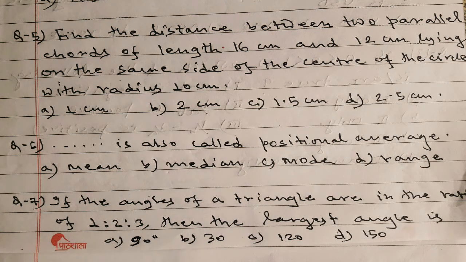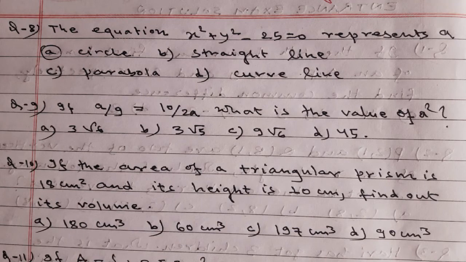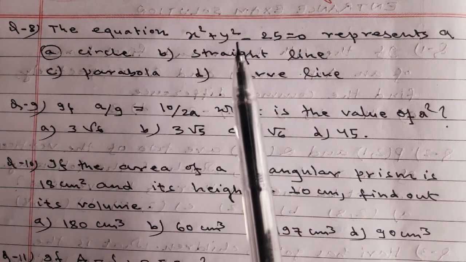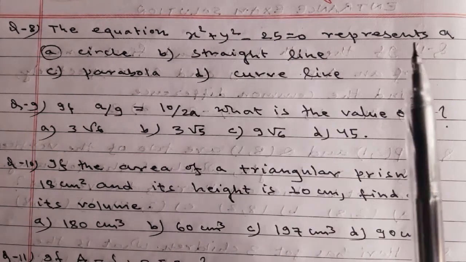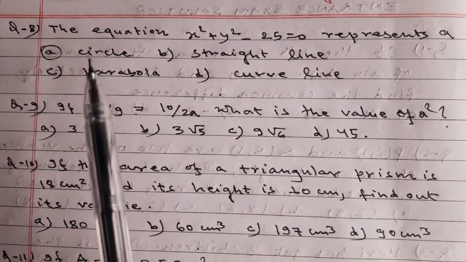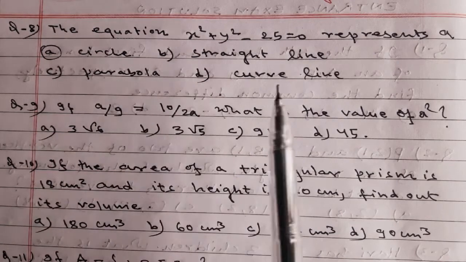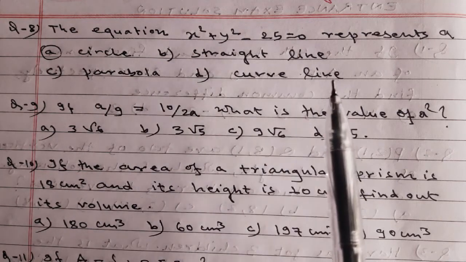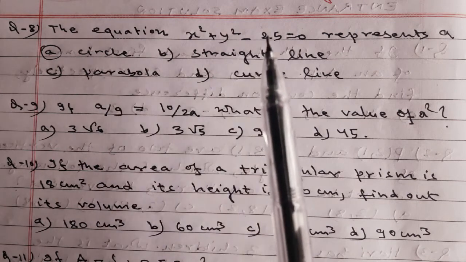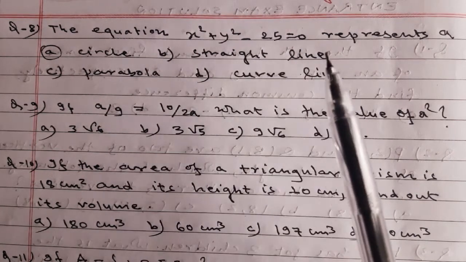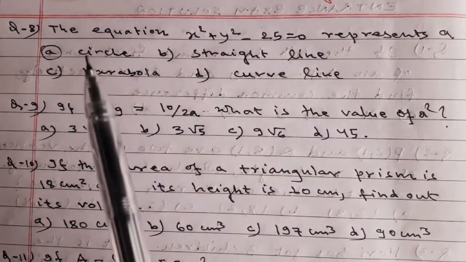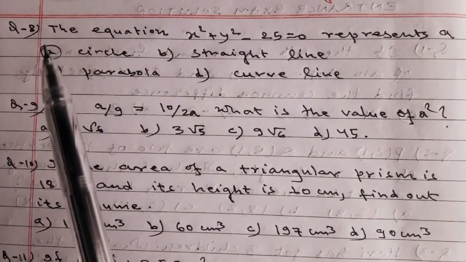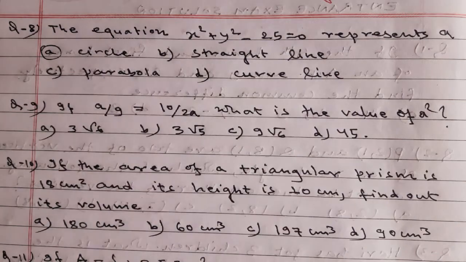Question number 8. The equation x square plus y square minus 25 is equal to 0 represents, we are given 4 options A, B, C, D: circle, straight line, parabola, curved line. We have to choose the right option. So let's go to solution of question number 8.